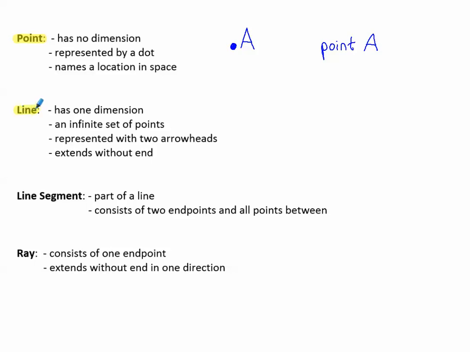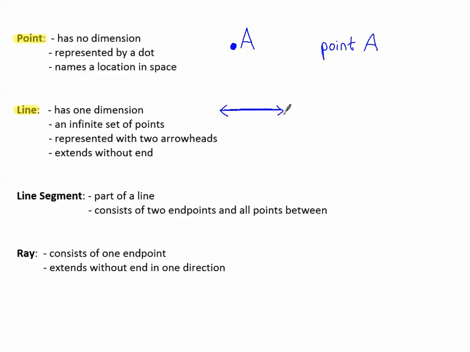A line has one dimension. It is an infinite set of points. So if we take point next to point, next to point, next to point, and we keep doing this an infinite amount of times, it's going to eventually be what you're used to seeing as a line, represented with two arrowheads, because the arrowheads mean that it extends without end, never ends.